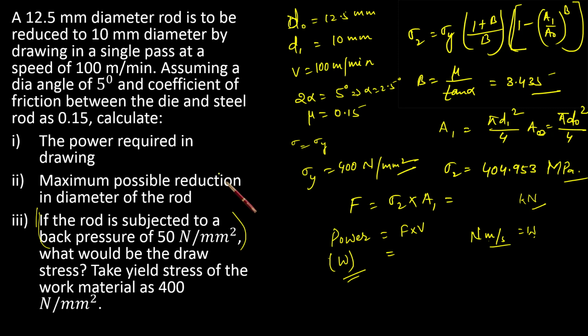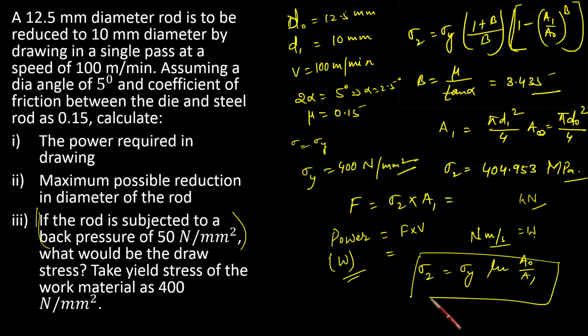In some questions it will be asked to take it as ideal condition. What is the ideal condition? Coefficient of friction is 0. As soon as the coefficient of friction is 0, B is 0, and in that case sigma 2 will be sigma y into ln A0 by A1. So it becomes much easier to calculate. Sigma 2 is calculated, A1 is there, so force will be calculated, and from there power can be calculated. Clear?